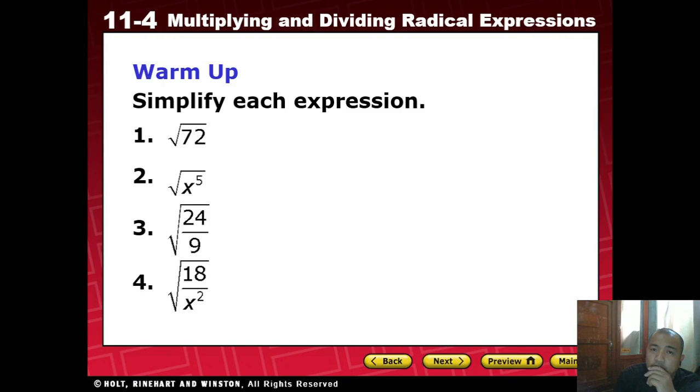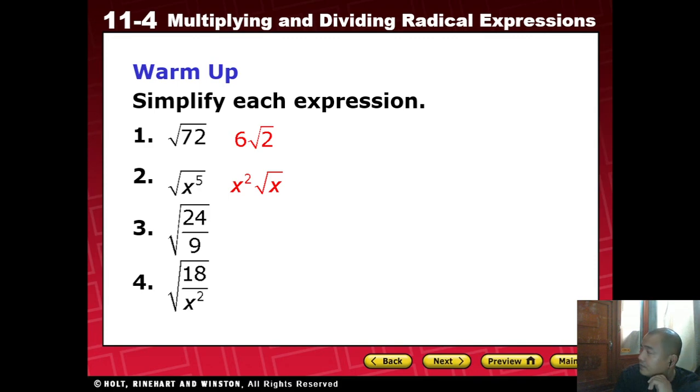Simplify each expression, square root of 72. Yes? What's your answer? Okay, that can be written as square root of 36 times square root of 2. So, 6 square root of 2. How about number 2, square root of x to the 5th power? Let us factor x to the 5th, x to the 4th times x. Square root of x to the 4th times square root of x. So the answer is x squared square root of x.